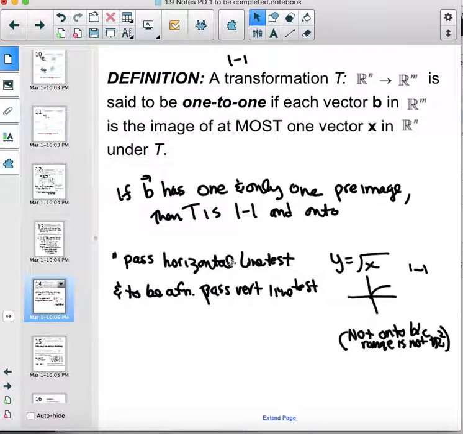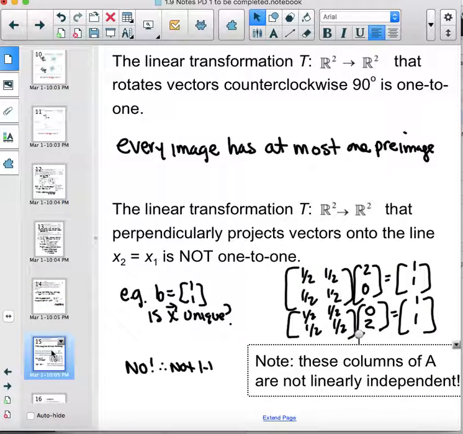Think about if a function passes the horizontal line test, it's one-to-one. And in order to be a function, it already passed the vertical line test. However, this one would not be onto because y is -1, has no preimage. So let's look at linear transformations. The linear transformation rotating vectors counterclockwise is one-to-one because every single image has at most one preimage. There's not two different vectors that you rotate 90 degrees counterclockwise and they end up being at the same place.